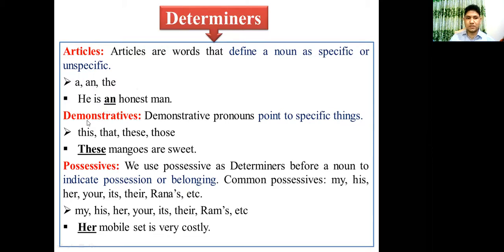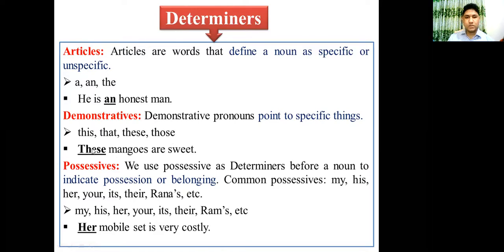Come to the next one, that is demonstratives. Demonstrative pronouns point to specific things. That means these types of pronouns are basically used to point to specific things. You see, there are a number of words that are basically used as demonstratives, like this, that, these, those. Here, this and that are singular, and these, those are plural. This is used for the present, that is used for the past. These are used for the present, those are used for the past.